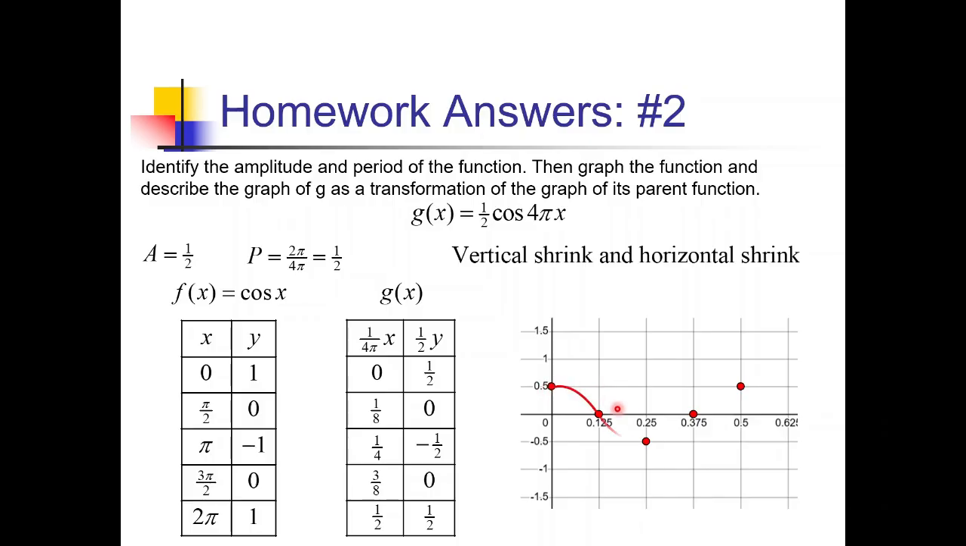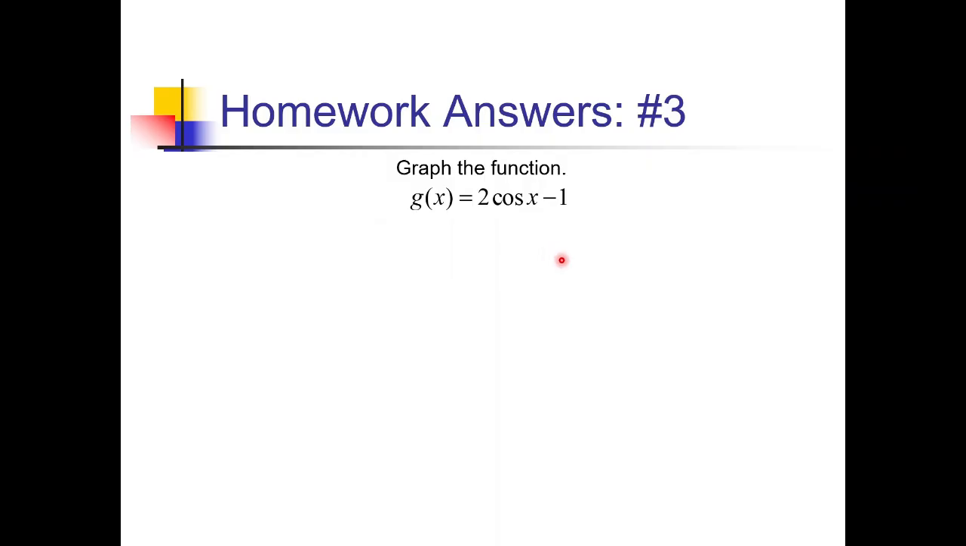And here is our first period of the cosine curve. To graph this function, let's first identify the transformations. The 2 out here is giving me a vertical stretch. The -1, which is also outside the cosine function, is giving me a vertical shift. It's going to be what it looks like, so down 1. So vertical stretch and a translation down 1.